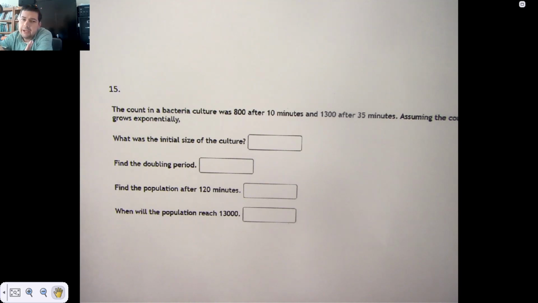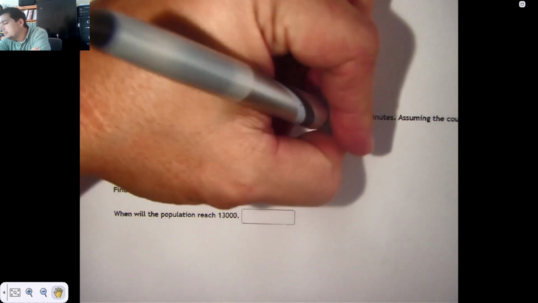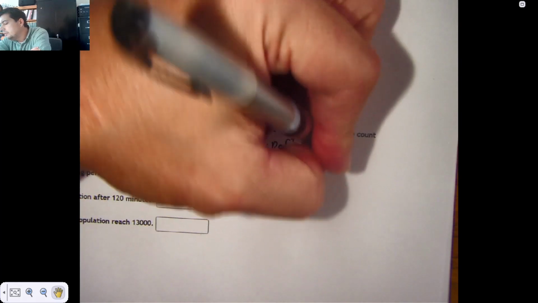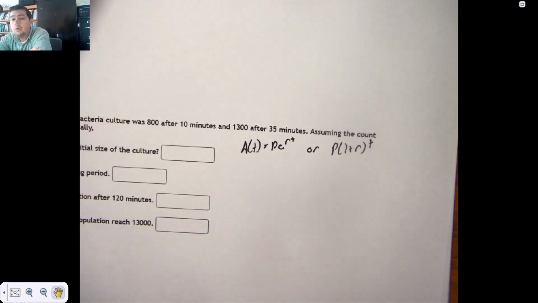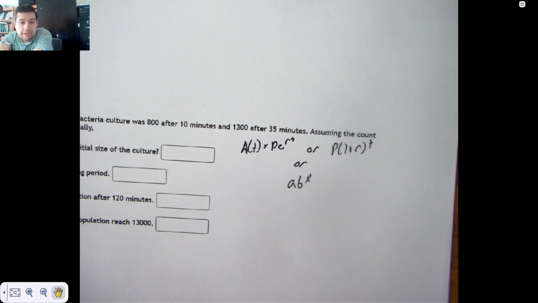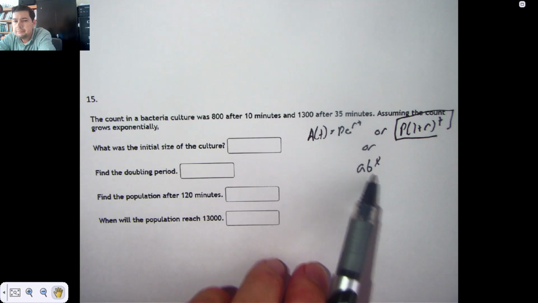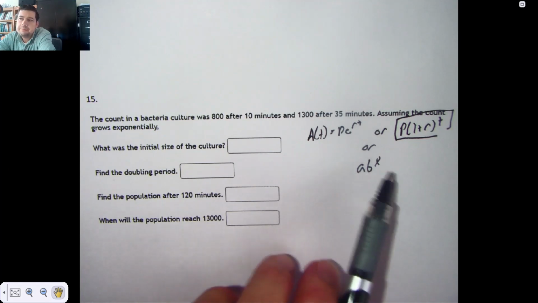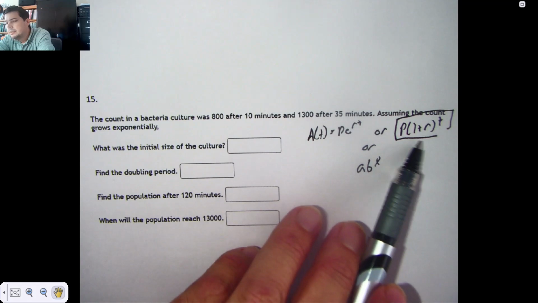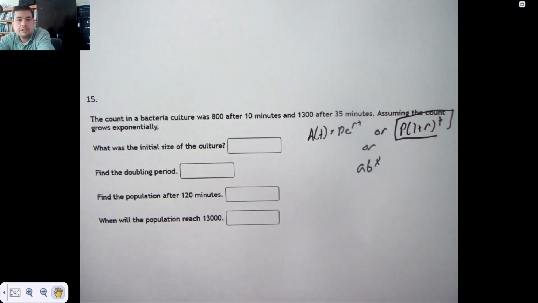I personally don't care how you do this. I really don't. You can use PERT, or you can do this one, or you can use a b to the x. I don't care which one you use. I personally am going to use that one, although I'm starting to like this one. The problem is, in Tennessee, this is the one we give kids on their end of course test, so that's the one we're going to use in Tennessee.